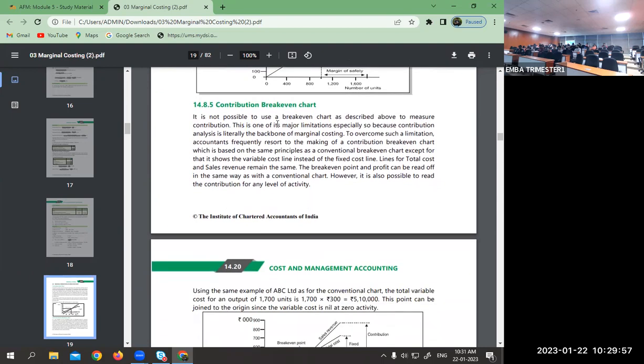Okay, suppose we sell more than the break-even point, what is it called? Break-even point is nothing but a unit, or a value of sales. If you sell more than that, what is it called? Suppose your total sales is 1 lakh, but your break-even sales is only 80,000. What is the 20,000 called?